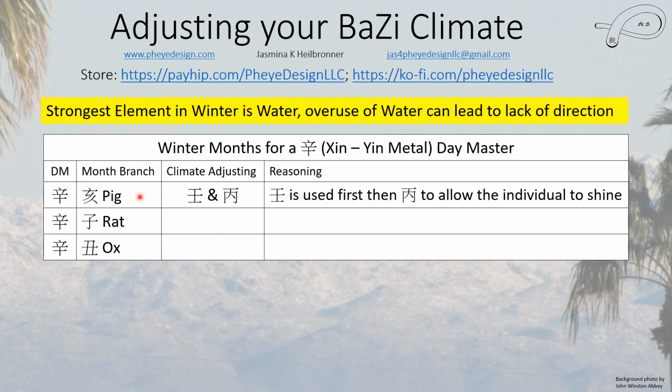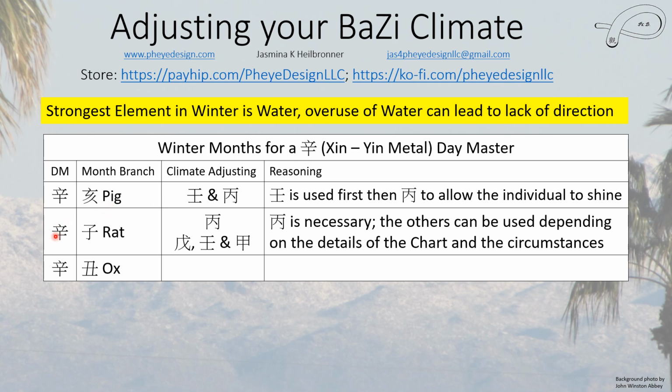So now we go to the winter. A Sin Metal Daymaster born in the month of the pig. Well, water is very strong here, but they still need water. But they also need fire because this is cold. Remember, this is cold and wet. So they need some fire because metal needs some fire to actually be able to be shaped. So first you're going to use the water and then you use the fire. So there is an order to these things.